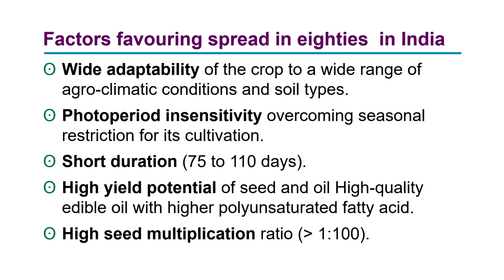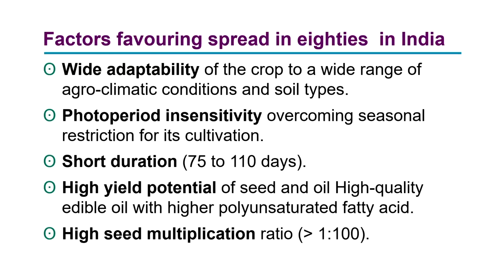Now, factors favoring spread in the 80s in India. Sunflower was a new crop, and we know varieties were introduced directly from Russia, and those varieties were grown in the country. But there was a slow and steady increase in area under sunflower in the country. So there were some factors which favored the spread of this crop in the 80s in India. So what were those reasons or factors?